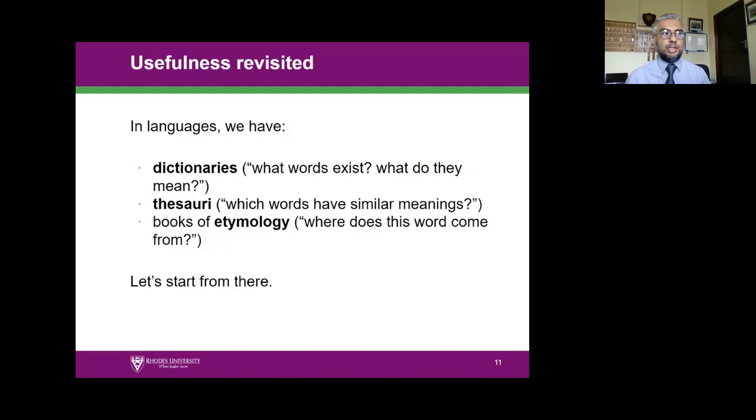Well, let's take some inspiration from languages. We have dictionaries and thesauri and etymology. All of them answer different but important questions. What words exist? What do they mean? What words are similar? What is the ancestry of a word? And there are also some other things we use in languages, like grammars and exercise books and so on, but this should be enough to start us off. Let's now look at how this all ties together with a quick case study.